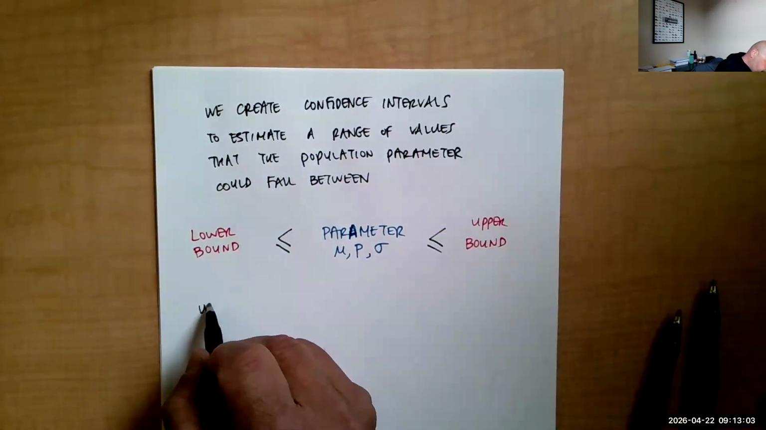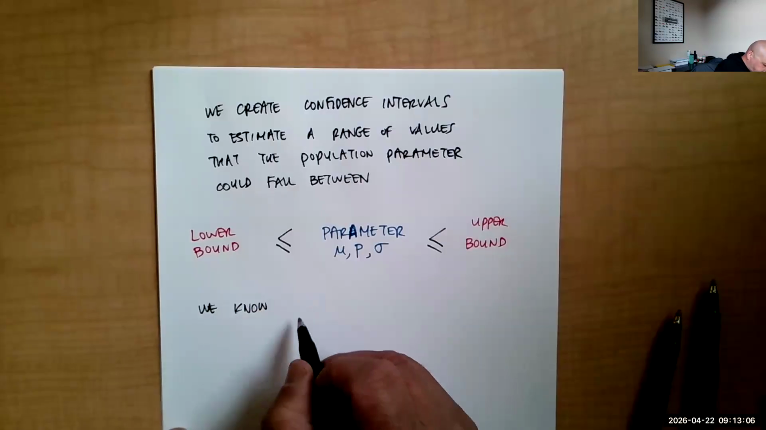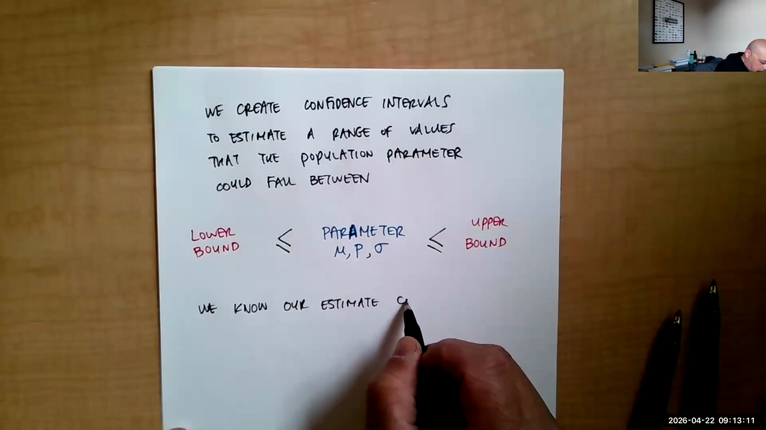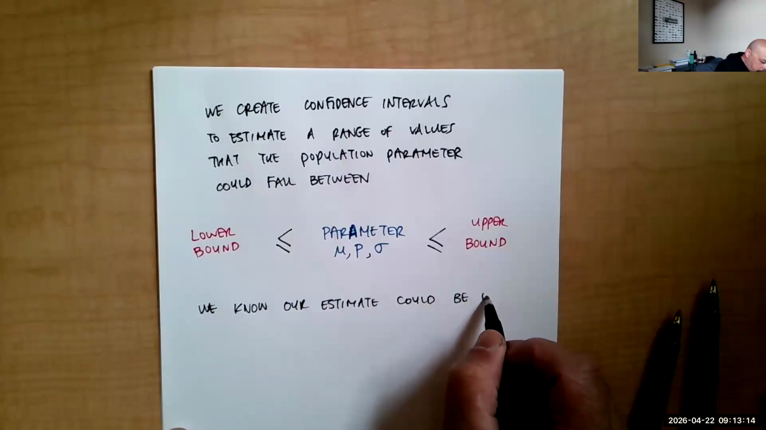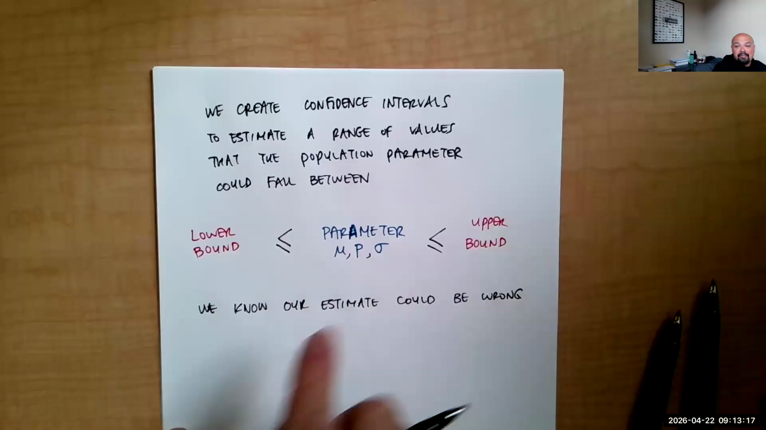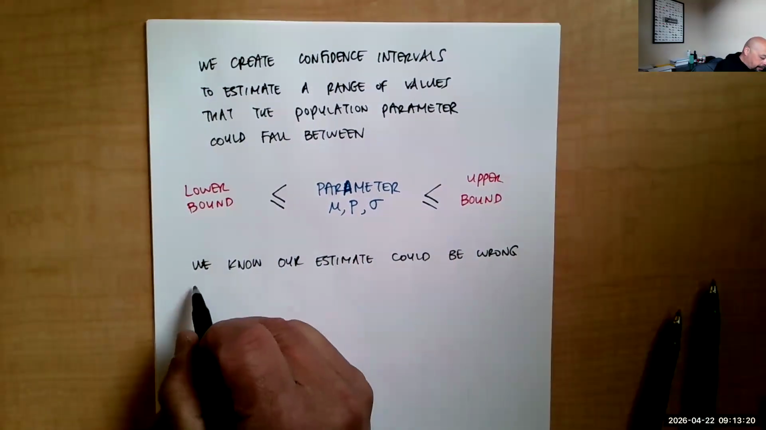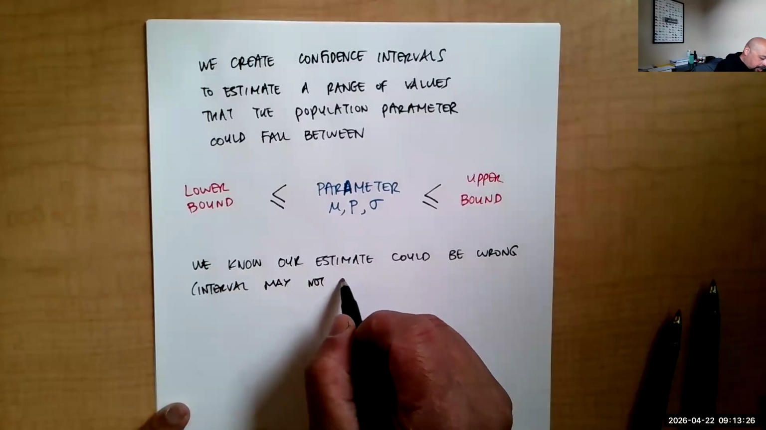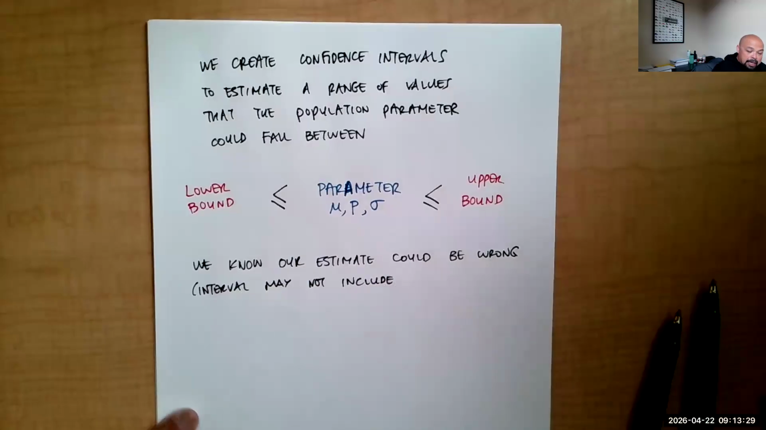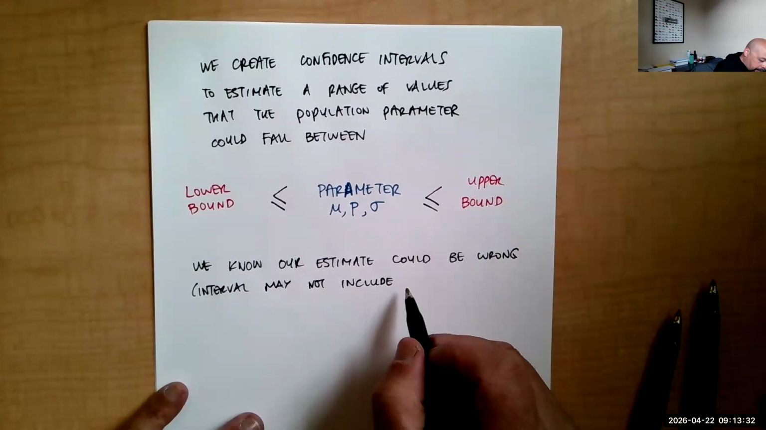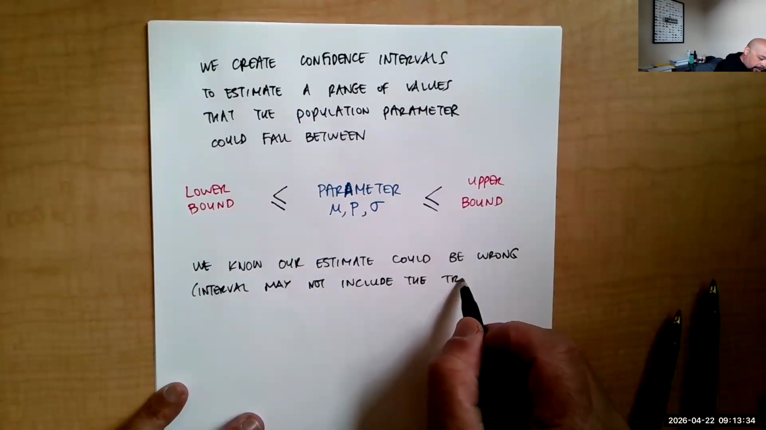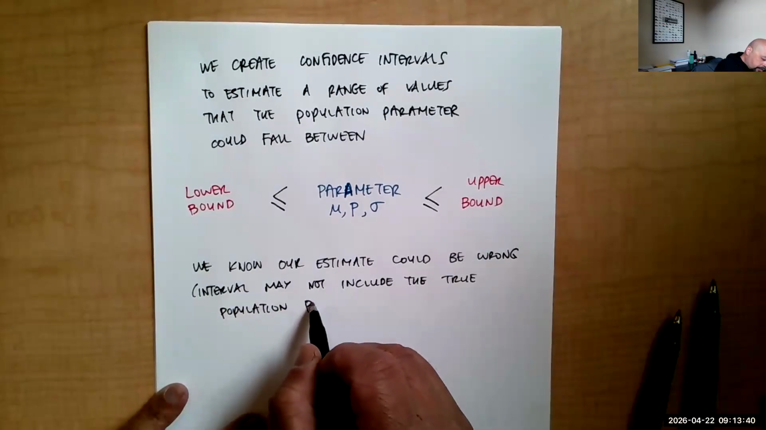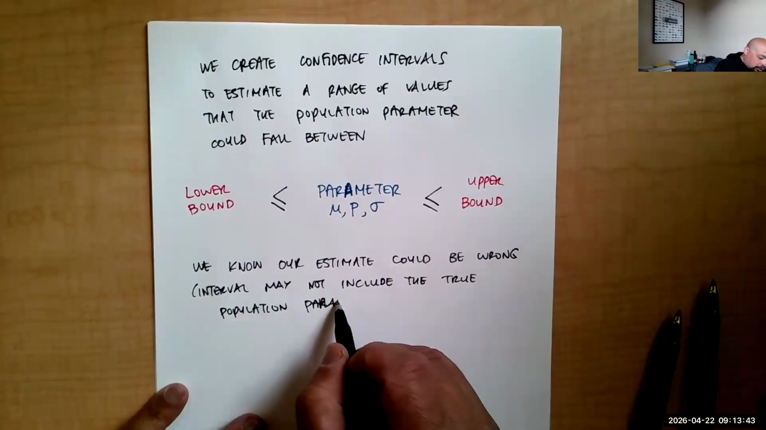And so here, we know our estimate could be wrong, right? That interval, that range of values that we have might not actually include our interval, may not include, it might not encapsulate, incorporate that actual population parameter. Maybe our estimate is too high or too low.